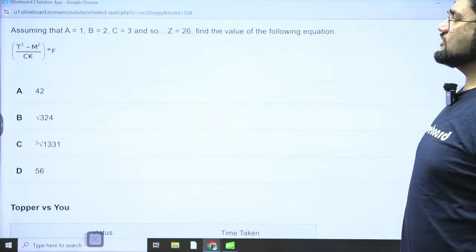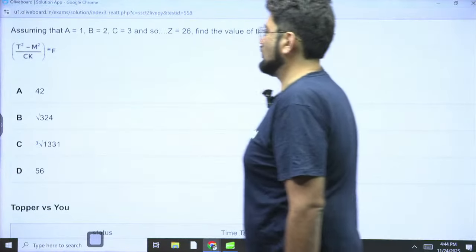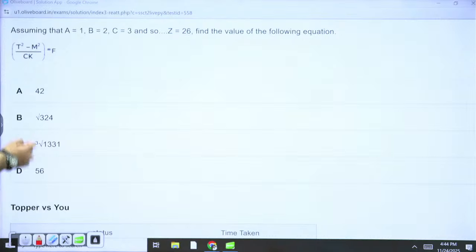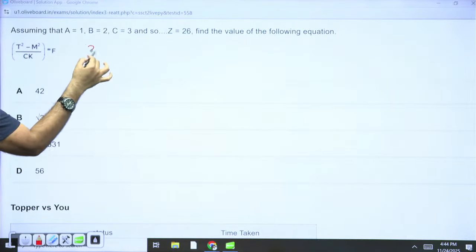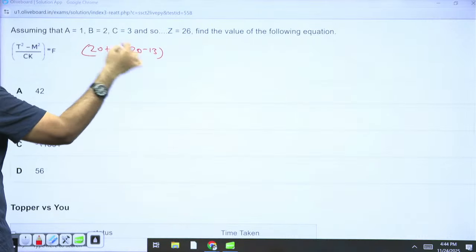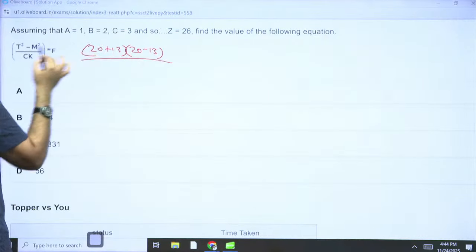If A is 1, B is 2, C is 3, Z is 26. What is the value of the following equation? This could have been done verbally, guys. Okay, T square minus M square. That is 20 square minus 13 square. So that is 20 plus 13 into 20 minus 13. You had to do this verbally in your head. You didn't have to write it here.